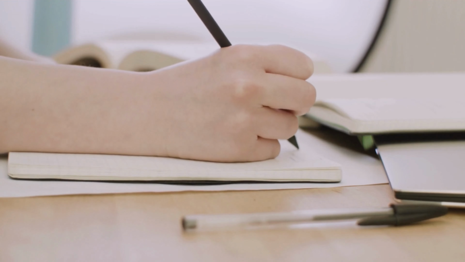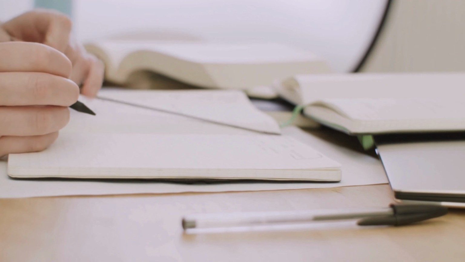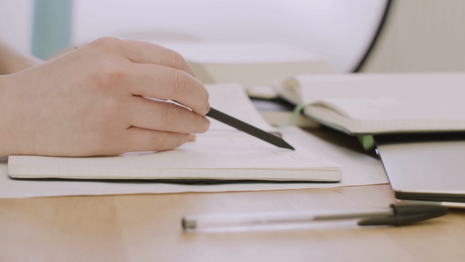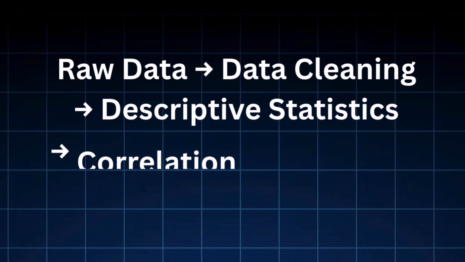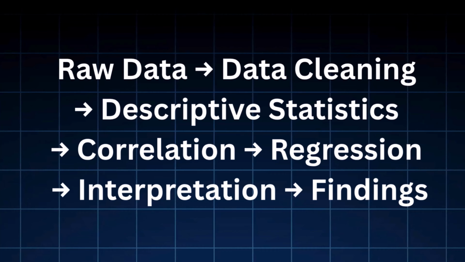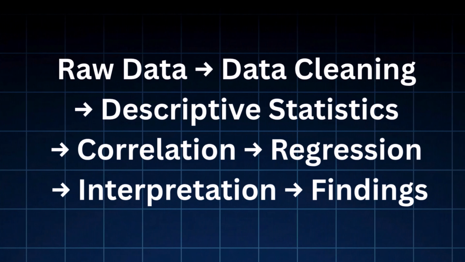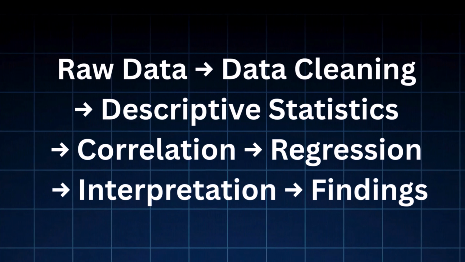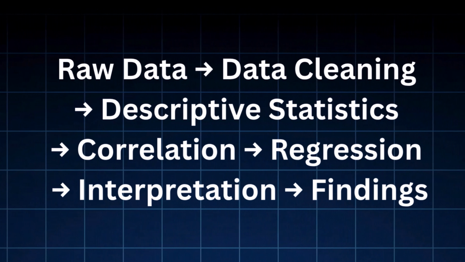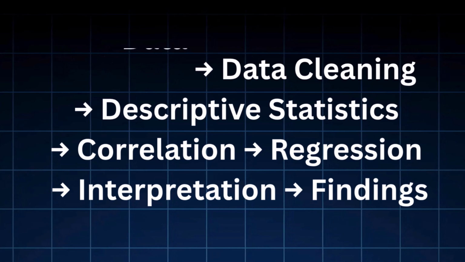In this video, I'll show you how to go from raw research data to meaningful findings using AI, step by step. By the end of this video, you'll understand how to prepare your research data, use descriptive statistics, interpret correlation and regression results, understand p-values, connect your findings with hypotheses, and use AI responsibly throughout the process.